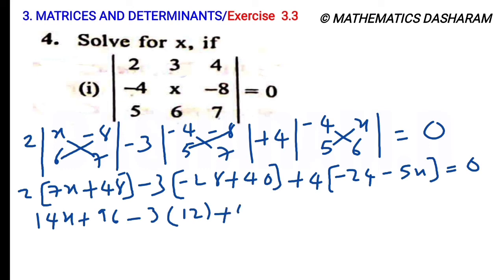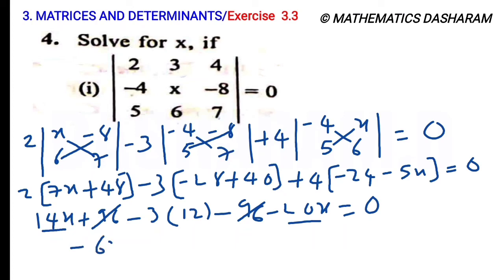Next, plus 4 into bracket of, here we need to multiply 4 inside, 4 into minus 24, 4 6s are 24, 4 for the 16, 1 carry, 4 2s are 8, 8 plus 1, 9, so 96. Next, 4 into minus 5 is minus 20x, equal to 0. So now plus 96 minus 96 cancel, and here 14x minus 20x is minus 6x, and here minus 3 into 12: 3 2s are 6, 3 1s are 3, so it is equal to 0.